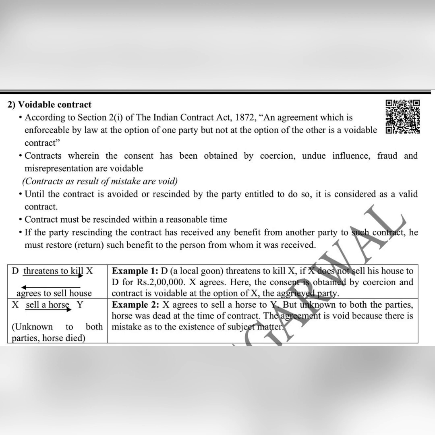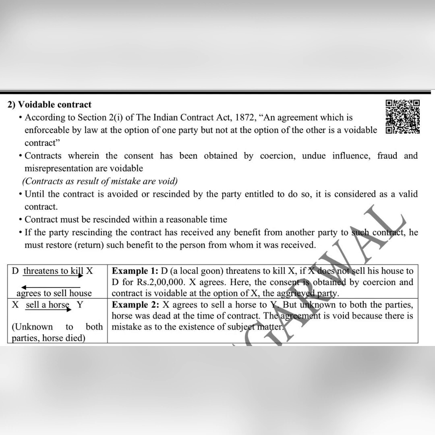Alright, so let us read something about voidable contracts. The contracts which are enforceable at the option of one party, that is the aggrieved party, but not at the option of the other, are known as voidable contracts. Contracts where the consent is obtained by coercion, undue influence, fraud, misrepresentation are voidable, but where the consent is obtained by mistake, they are void.